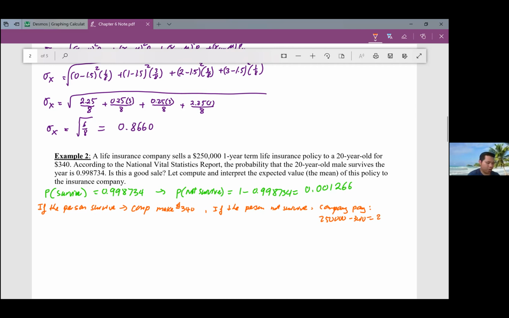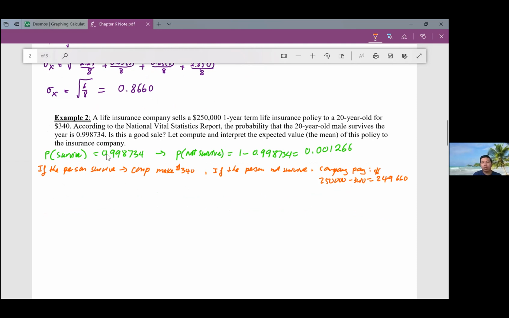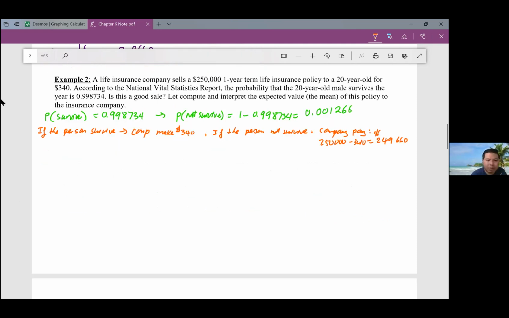So that's $249,660. Technically they pay you $250K, but in that $250K the $340 is already included. So you don't really receive 250, you only receive $249,660, okay? There we go. So now we will take a look at the company perspective to see how they expect it. So this is the company perspective.